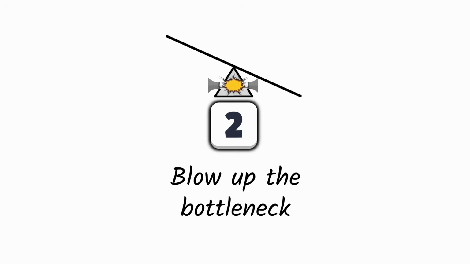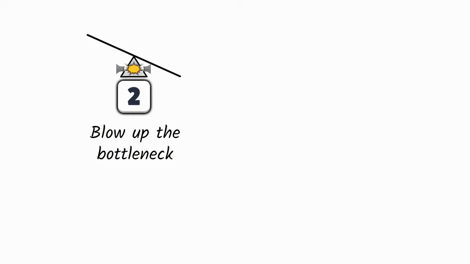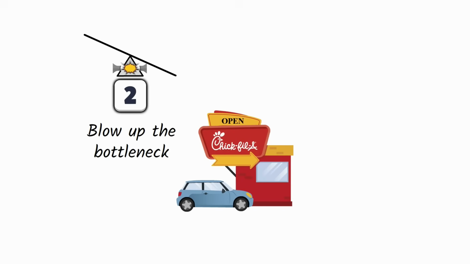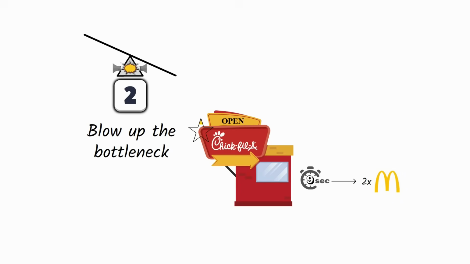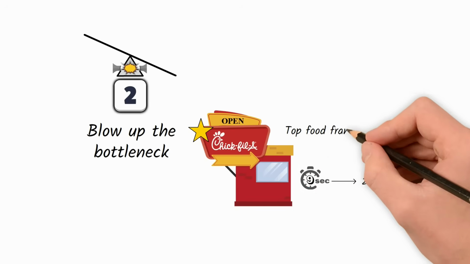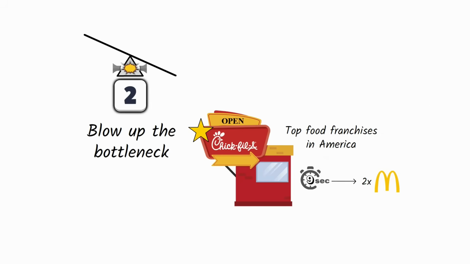Now let's talk about a second method for finding a reset fulcrum: blow up the bottleneck. Chick-fil-A has a remarkable drive-thru. They serve a car every 9 seconds on average. That's nearly twice as fast as McDonald's. Their incredible drive-thru process is one of the reasons they are among the top food franchises in America.